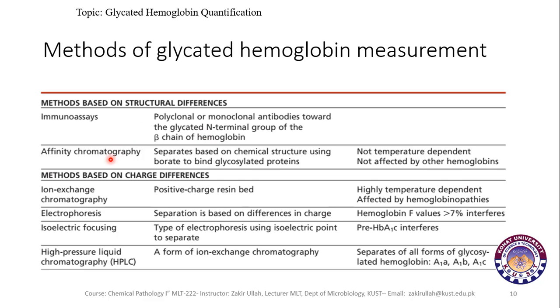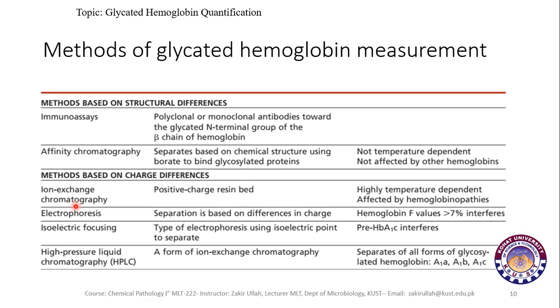In the affinity chromatography, the glycated and non-glycated hemoglobin are separated, and this is the preferred method because it is not temperature dependent and is not affected by the other types of hemoglobins. The other four methods are based on the charge differences.